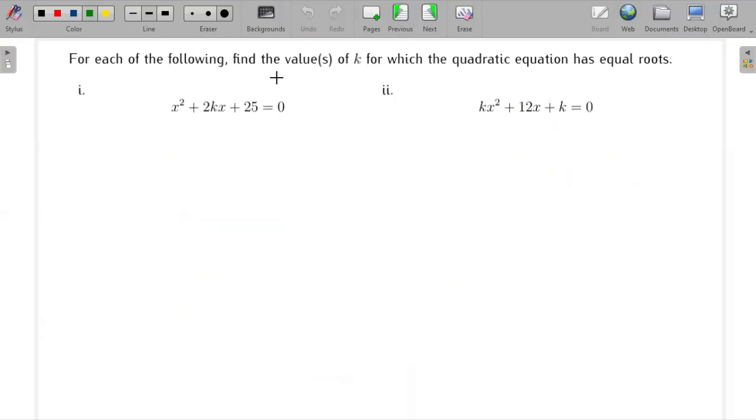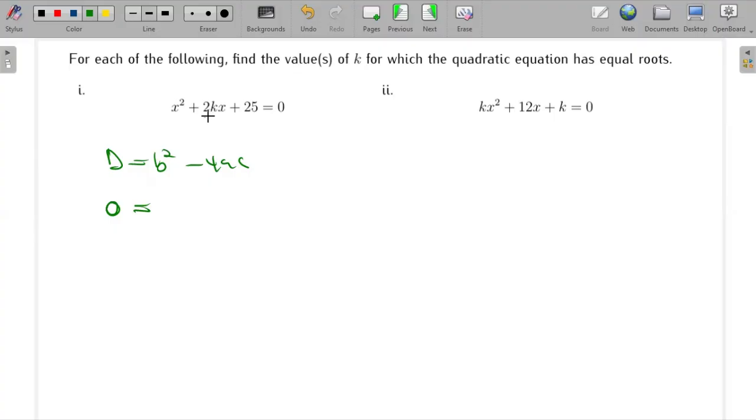So now for each of the following, they're saying find the value or values of k for which the quadratic equation has equal roots. So the moment they talk about roots and they've told us that they're equal, what should come into your mind is the discriminant test. So here you just say d is equal to b squared minus 4ac. Now since they're equal roots, it means that your d is going to be 0.